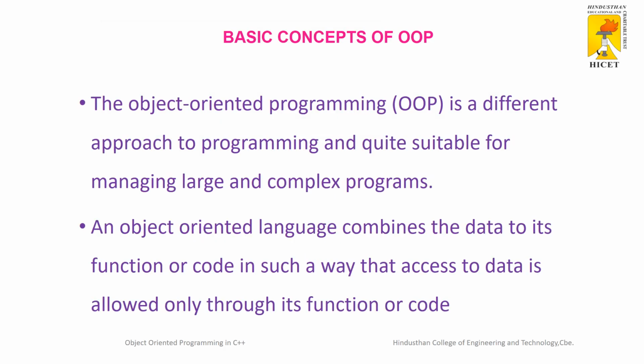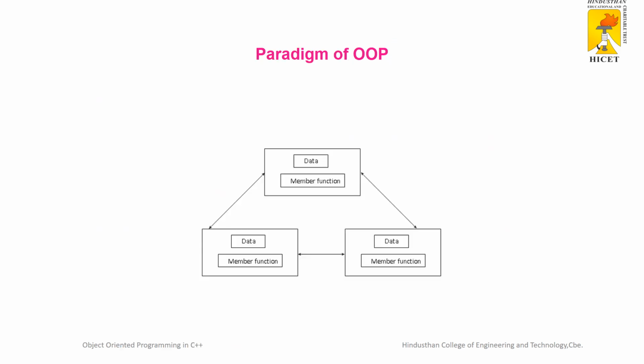Basic concept of object-oriented programming. Object-oriented programming is a different approach to programming and quite suitable for managing large and complex programs. An object-oriented language combines the data with its function or code in such a way that access to data is allowed only through its function or code. This is the paradigm of object-oriented programming where the data and member functions are interconnected together.